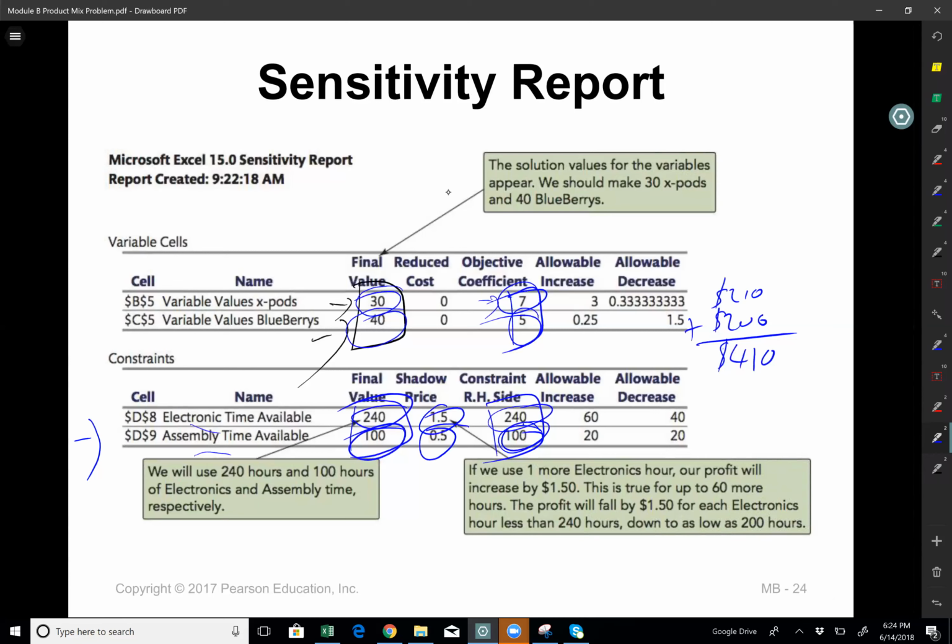So this is it for the high level in terms of sensitivity analysis and the product mix problem. I talked about linear programming here. I have a detailed product mix exercise in my next videos.